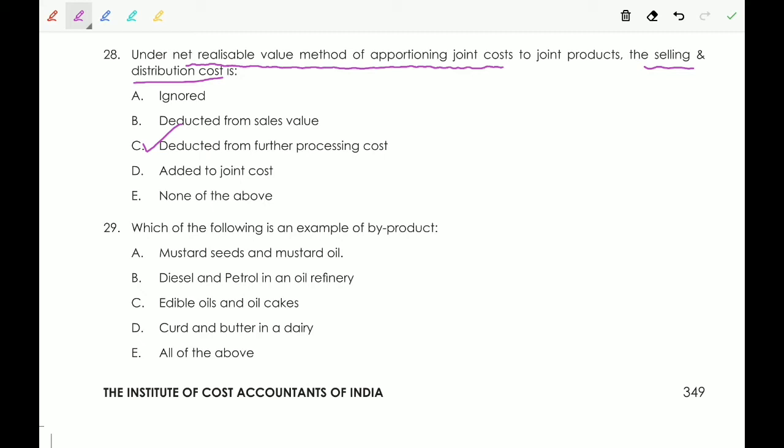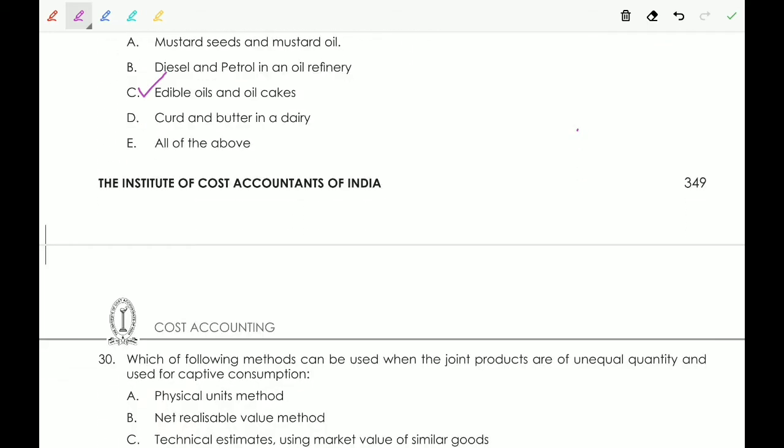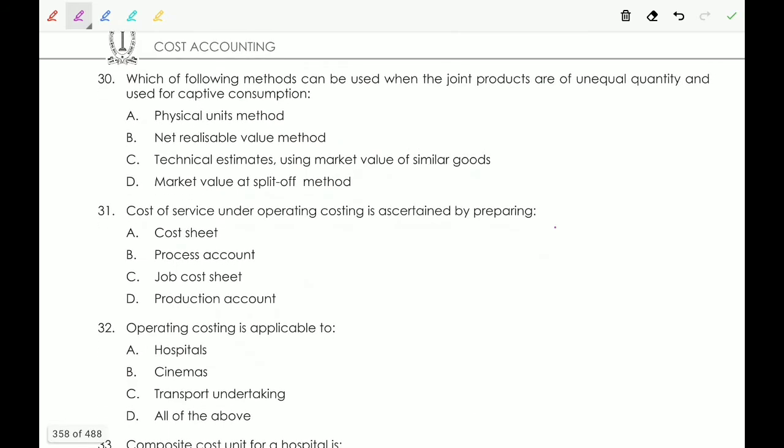Next 29. Which of the following is an example of byproduct? Option A, mustard seeds and mustard oil. B, diesel and petrol in an oil refinery. C, edible oils and oil cakes. D, curd and butter in a dairy. E, all of the above. So option C is the answer. Edible oils and oil cakes. These examples are discussed in the introduction chapter only.